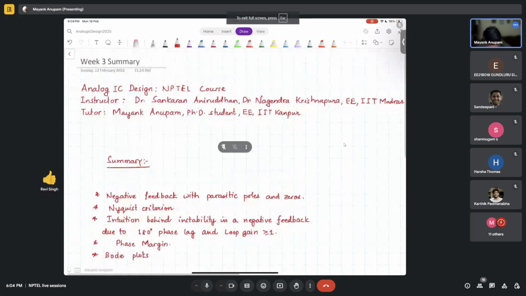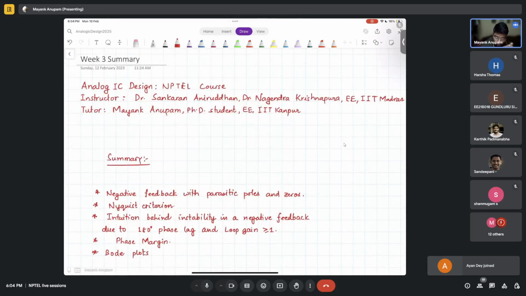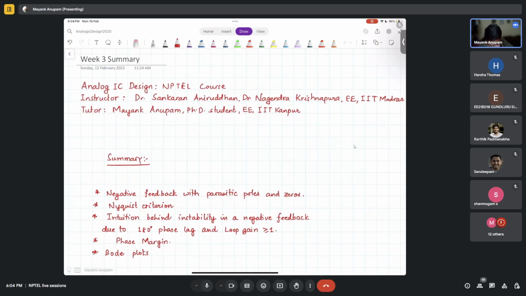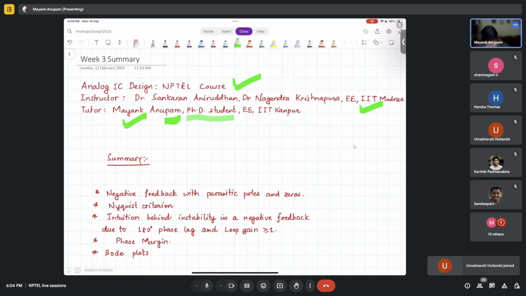Okay. So today, in this session, we will be looking at week 3. But before anything like that, as always, let me start with the introductions. The course is Analog IC Design. This is an NPTEL course, and the instructors are Dr. Shankar Aniruddhan and Dr. Nagendra Krishnapura. Both are professors in electrical engineering at IIT Madras. Myself, I am the tutor for this course, and my name is Mayank Anupam. I am a PhD student in the Department of Electrical Engineering at IIT Kanpur.